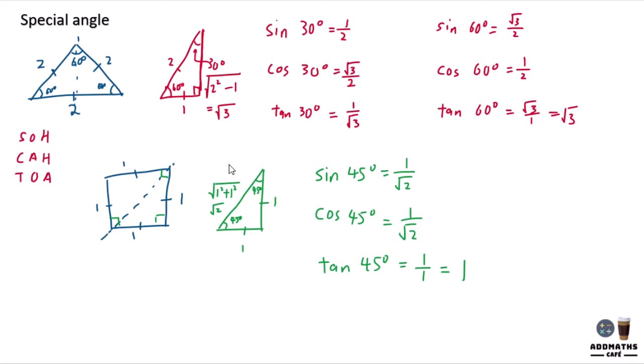So in this case, all values of sine 45, cos 45, tangent 45, sine 30, cos 30, and tangent 30, as well as sine 60, cos 60, and tangent 60 are all called special angles. Without using calculator, you can find the answer.